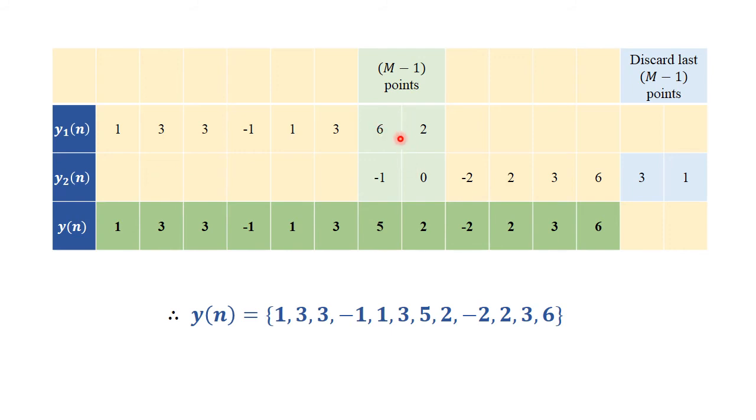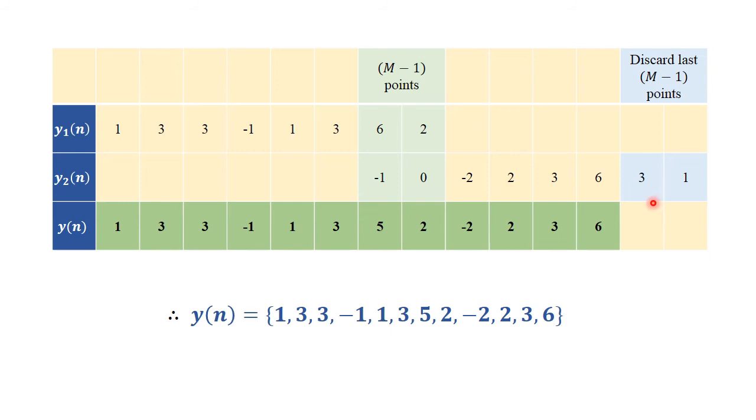That's why the last m minus 1 points of y1 of n are overlapped on the first m minus 1 points of y2 of n. So y2 of n itself is the last sequence, as we have only two sequences. Therefore, with respect to y2 of n, the last m minus 1 points we are going to discard.